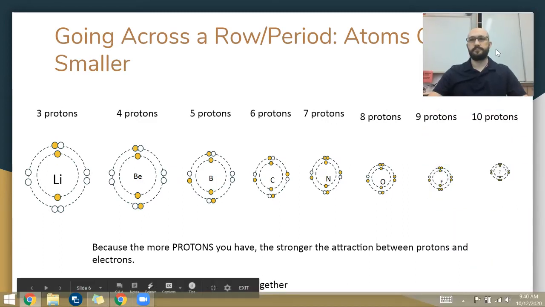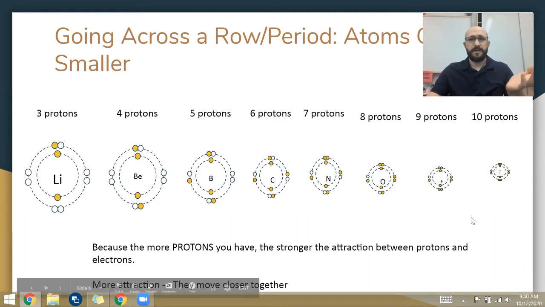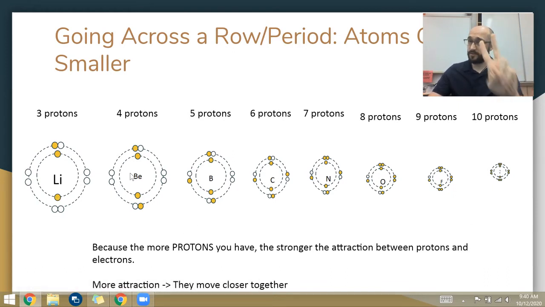All right, now, as we go across, though, sorry, from your perspective, across, we see that the atoms get smaller. Why? Well, this is because of attraction. Here you can see that I have 3 protons for lithium. When I have 4 protons, I have the same number of orbitals, still 2 orbitals, but they've pulled in tighter.